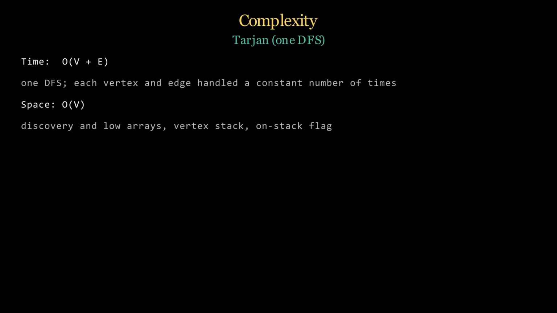Tarjan's algorithm also runs in order V plus E time with a single depth-first search. Space is order V for discovery and low-link values, the vertex stack, and bookkeeping for which vertices are still on the stack.